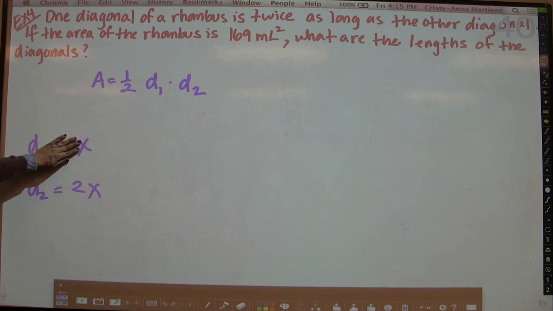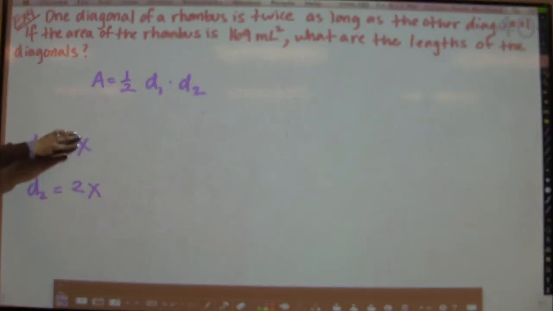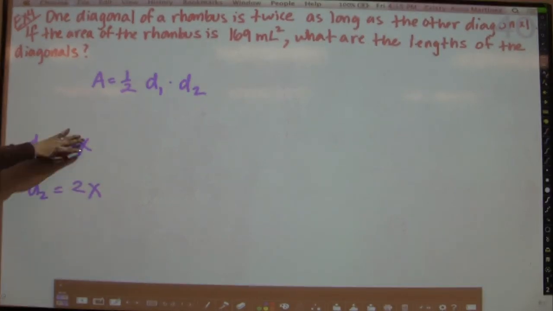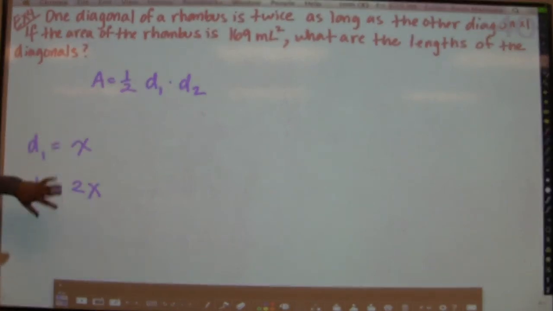So if this one was 10, the other one would be 2 times 10, which is 20. If this one was 5, it would be 2 times 5, which is 10. If this was 50, then it would be 2 times 50, which is 100. So that's basically what they're telling us.